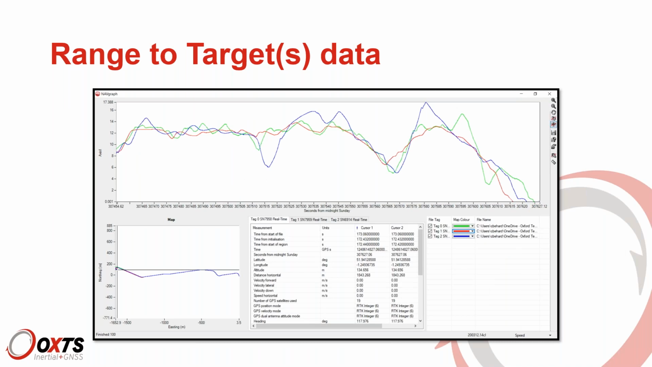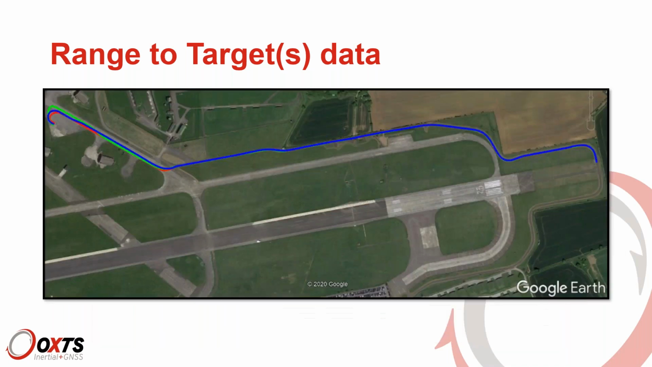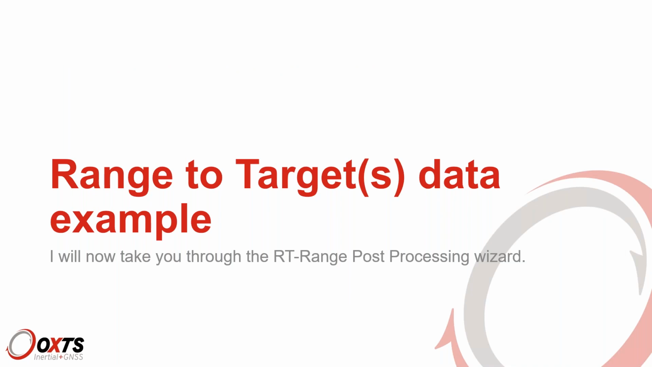So this is how the data looks when you look at the individual NCOM files. You can just see them driving in a convoy. And then this is the position trace of those NCOM files. They're just driving from the same start point, one behind the other, to the same endpoint. And now I'll take you through the post-processing wizard again.